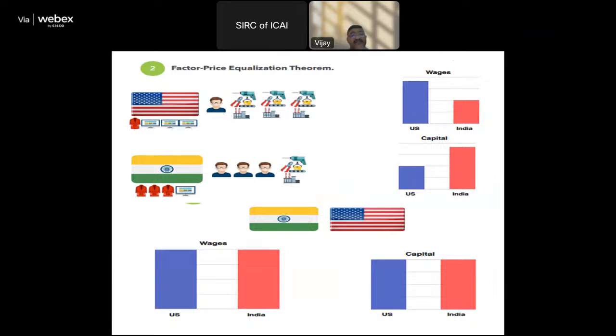So they have shared their resources. After a certain point of time, the wage rate and interest rate become equal in both nations. When it is equal, then the price of goods will also be equal. Wherever I produce, my cost of production is going to remain the same. So that is what the factor price equalization theory is.